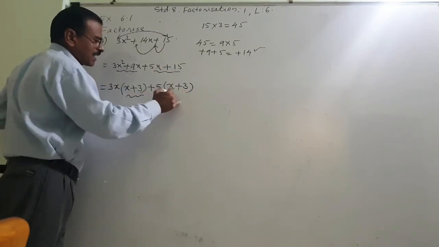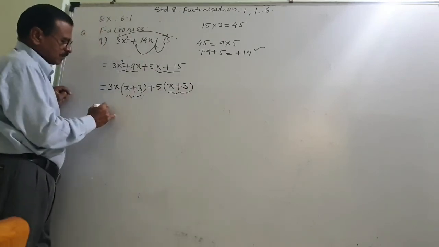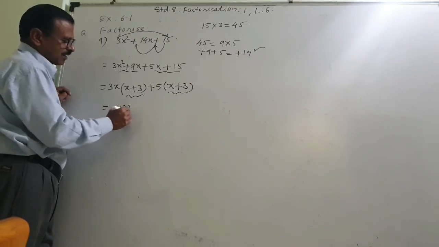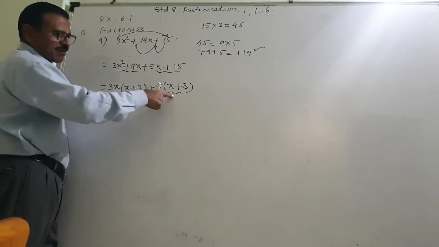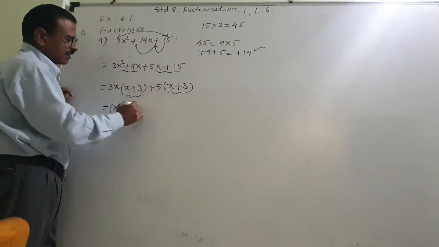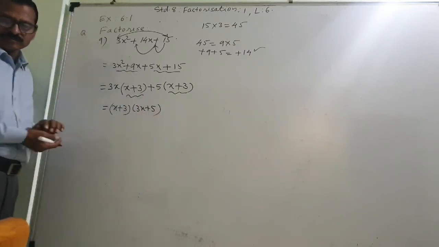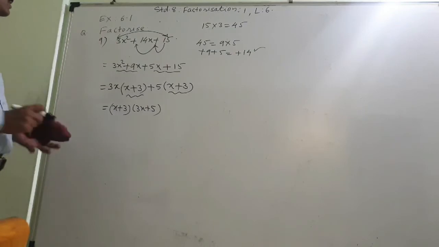And see that the brackets are same. If the brackets are same, we are correct. Now x plus 3 is common. So what is remaining? 3x plus 5 is remaining. Hope that you have understood this.